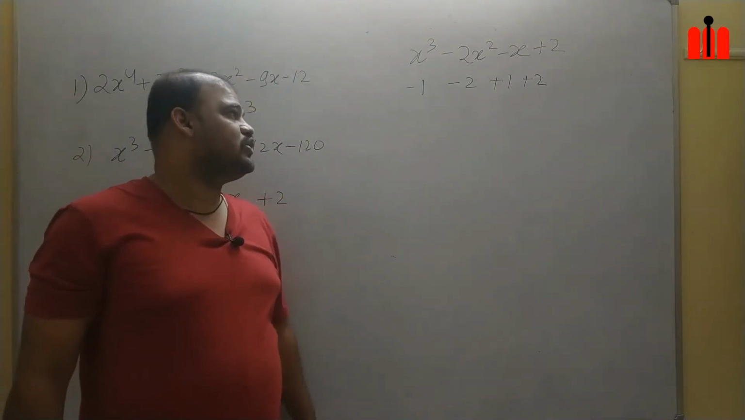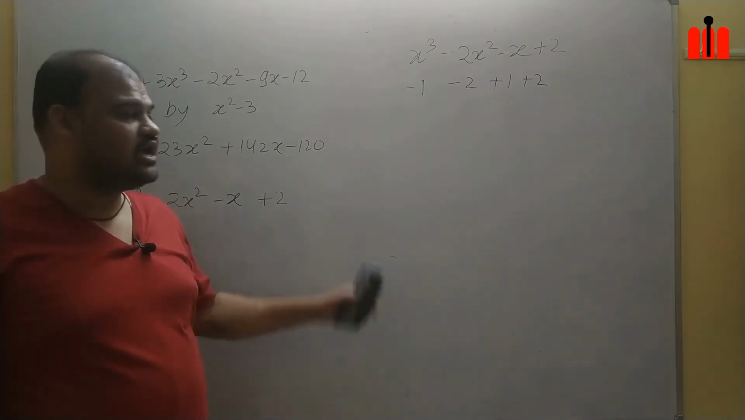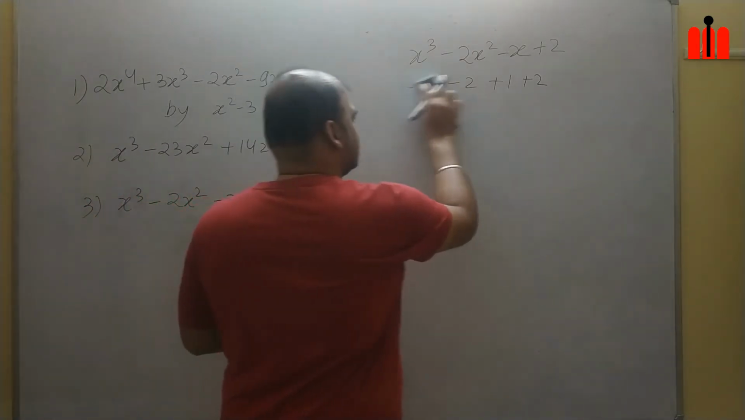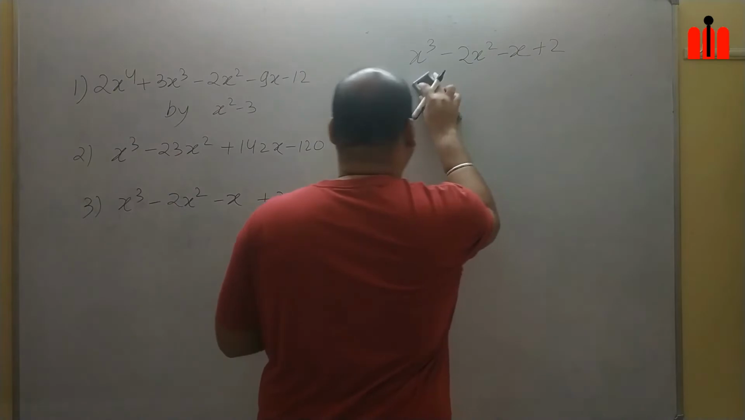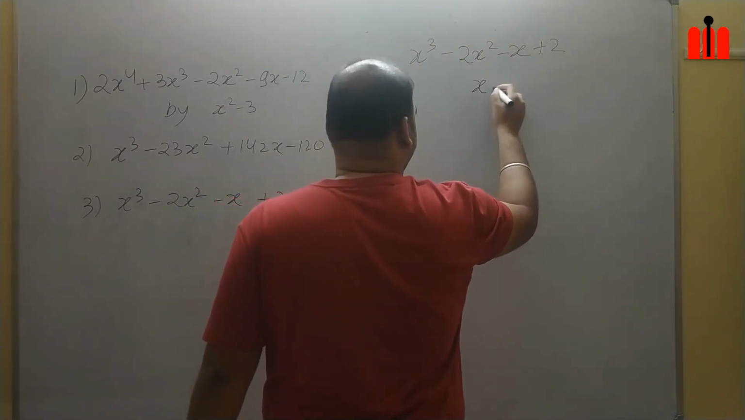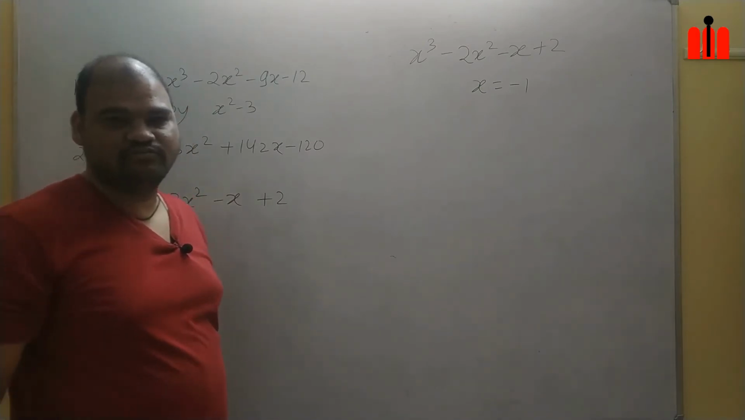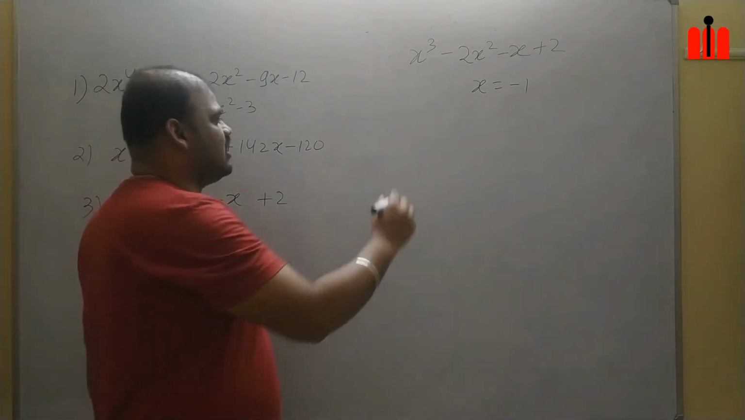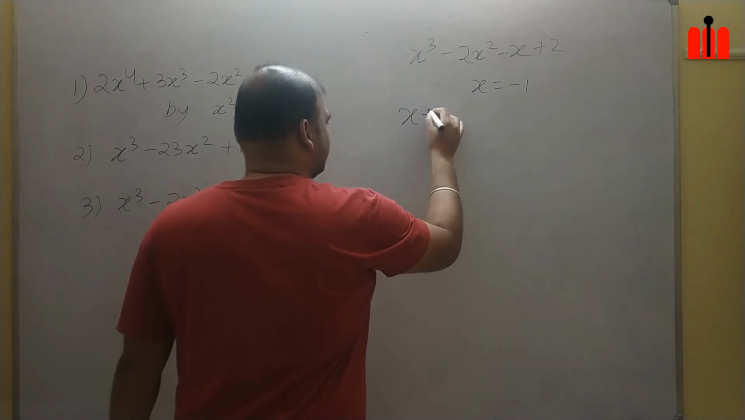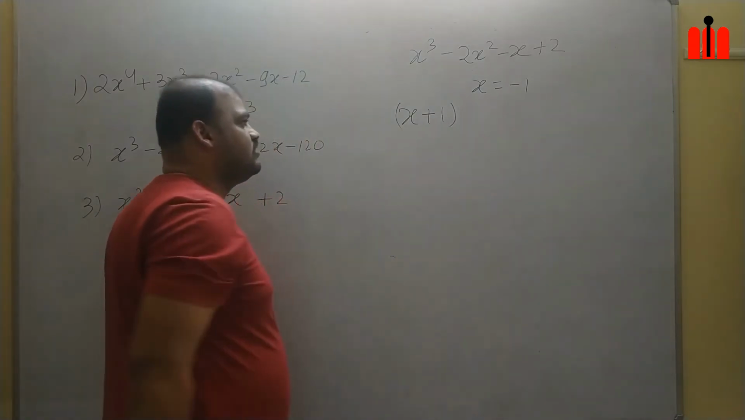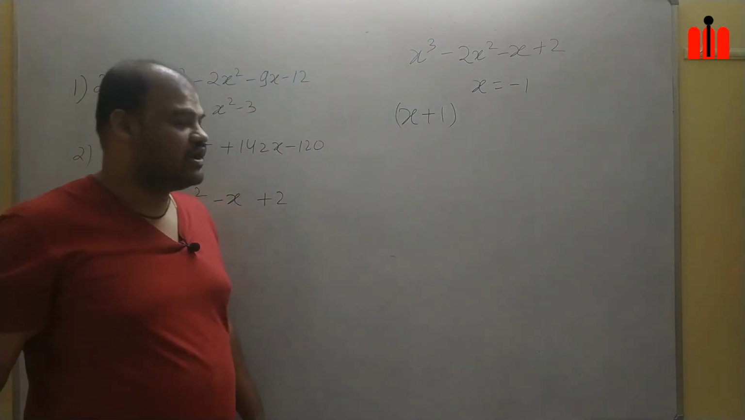So x equal to minus 1 is the 0, sorry, not factor, x equal to minus 1 is the 0. So what will be the factor? X minus a, so it will become x plus 1. Okay, it will become x plus 1.